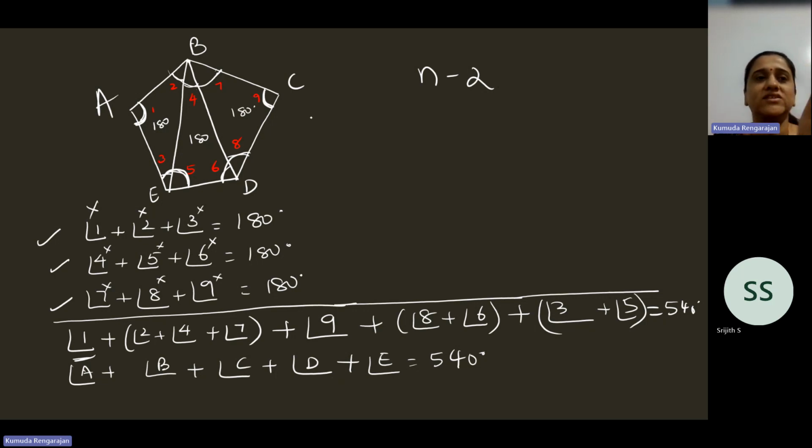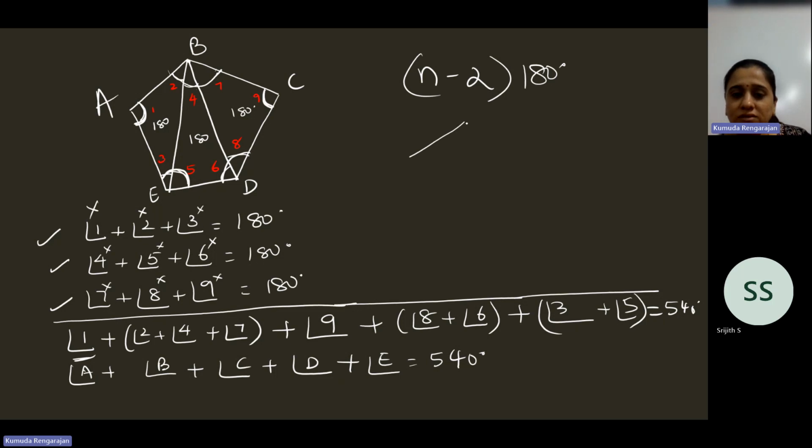How many sides does this figure have? This polygon has 5. How many triangles did you get? 3. So 5 minus 2, no? Yes. 5 minus 2 triangles you got. Now in each triangle, the sum of all the angles is 180. So n minus 2 into 180 will help you find the angle sum of any polygon.